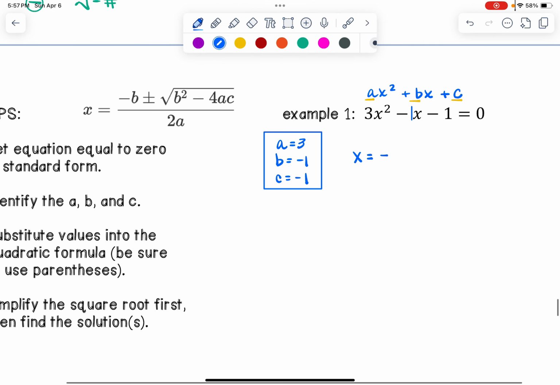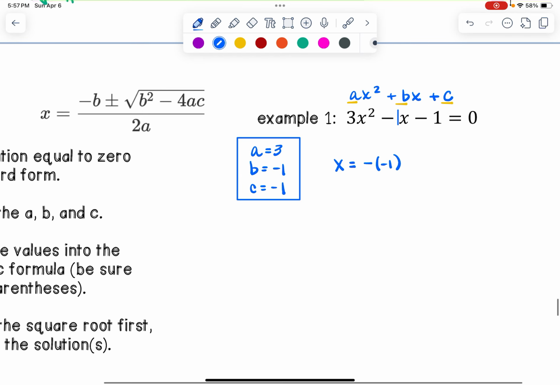So x equals, so notice it says -b. So negative, but my b is already -1. So you could just put +1. Plus or minus square root of b squared, I'm going to put it in parentheses, b squared minus 4 times a times c, which is -1.